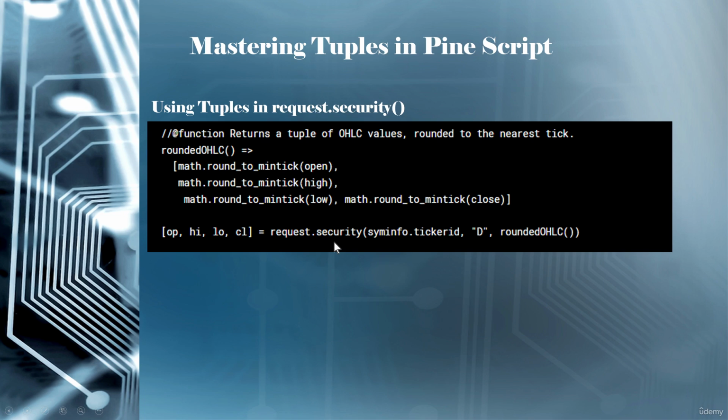So therefore, OP variable in this tuple is going to get assigned rounded open. HI variable will get assigned rounded high. LO variable will get assigned rounded low. And CL variable will get assigned rounded close value. So this is how you use tuple with Request.Security function.